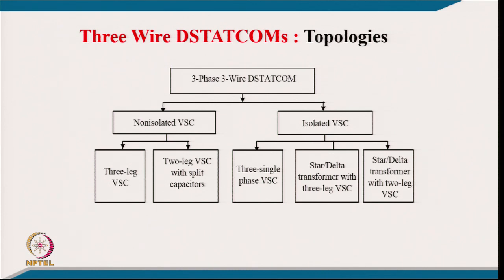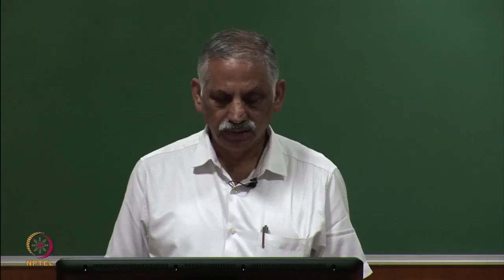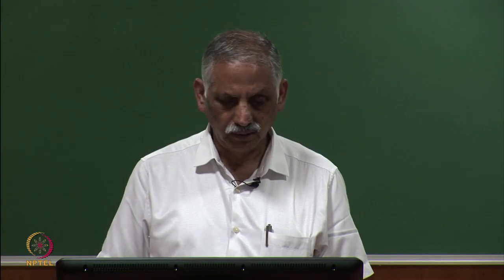Maybe the power electronics is designed at the optimum voltage at which the total cost of the power electronics is quite low. So, in this case you can use 3 single phase voltage source converters, like 3 H-bridges, or you can use a star-delta transformer with a 3-leg voltage source converter, or a star-delta transformer with a 2-leg voltage source converter. So, you have around 5 options, and which option is suitable depends on the application requirement, as I already mentioned.